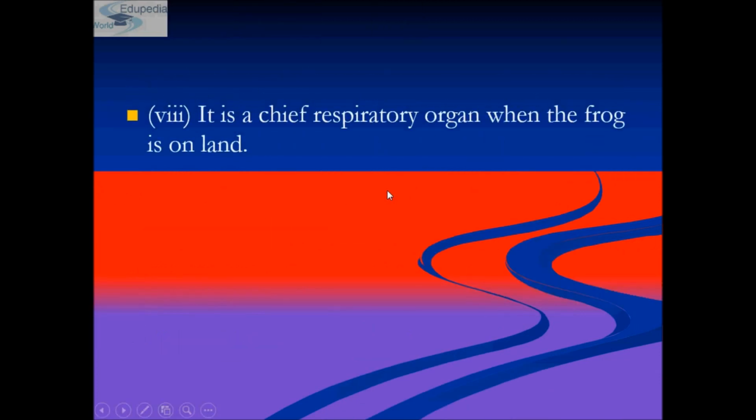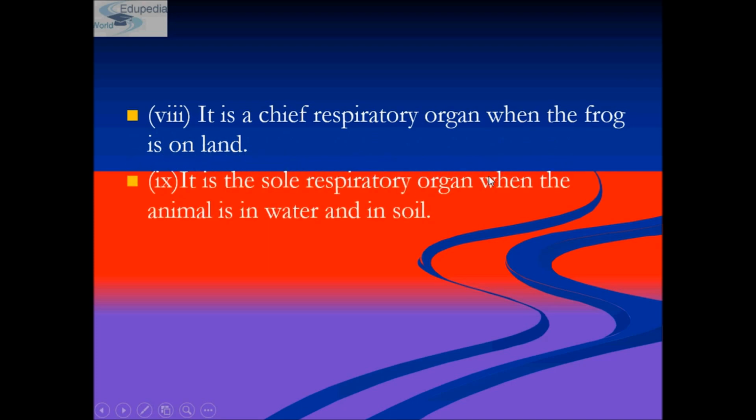It is a chief respiratory organ when the frog is on land, because we very well know that they are amphibians. That means they live both on land as well as in fresh water, because they belong to the class Amphibia of the phylum Chordata. So the skin is a chief respiratory organ when the frog is on land. It is the sole respiratory organ when the animal is in water or in the soil.